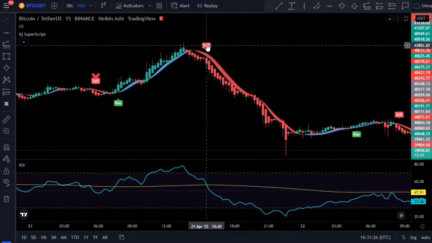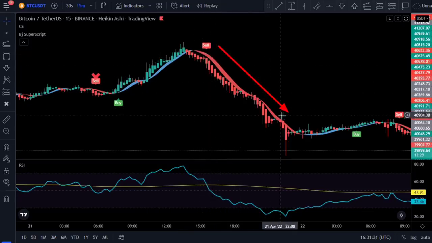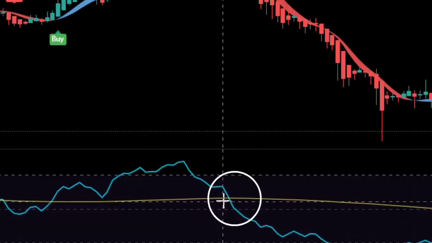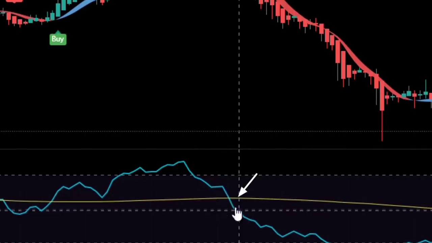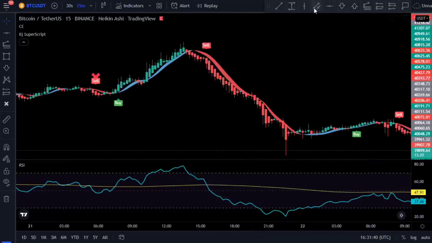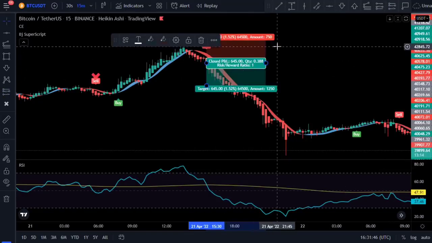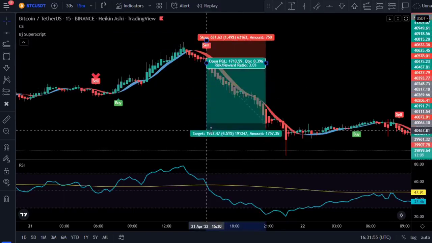Here the first indicator has issued a sell signal. The second indicator changes color to red and moves downwards. The first condition is confirmed here. Here, too, in the RSI indicator, the blue line crosses the yellow line downwards, and the final condition is met. All 3 conditions are met and this signal is completely valid. I am opening a selling position here. This trading position reached the fourth target.